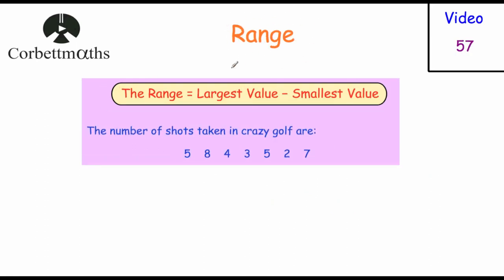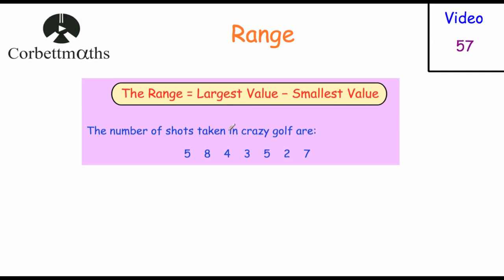Okay, and the next topic is the range. The range tells us how spread out our data is. Okay, so obviously I've been teaching in England for too long, so we've got our data, and the range is the largest subtract the smallest. And the number of shots taken in crazy golf are 5, 8, 4, 3, 5, 2, and 7.